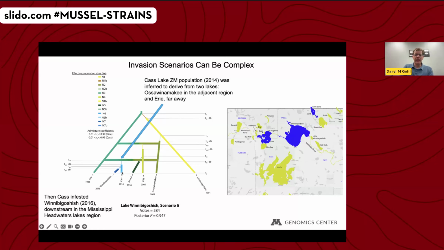But then we can also, in this particular scenario, we're testing the infestation of Winnebagoshish, which then looks like it came out of Cass Lake.